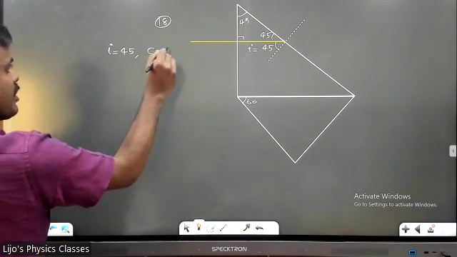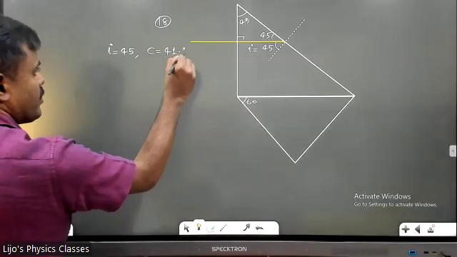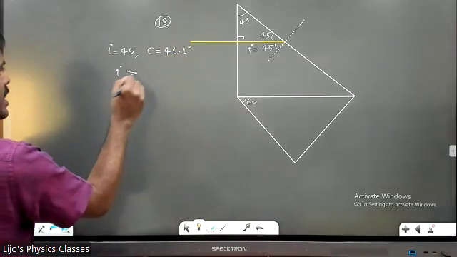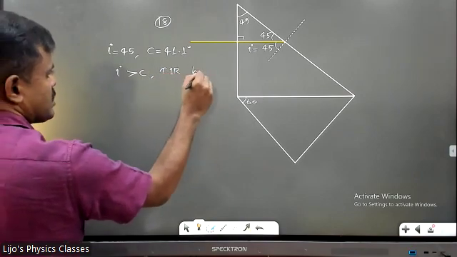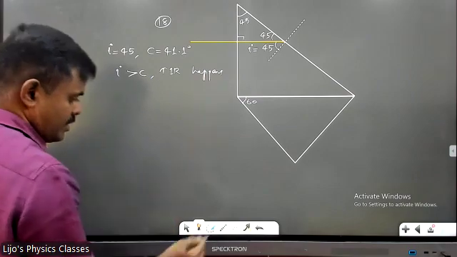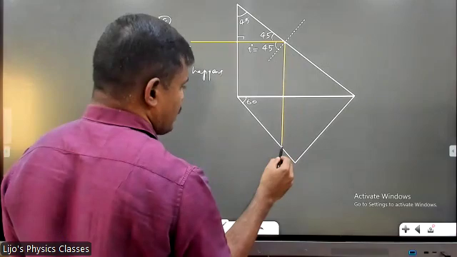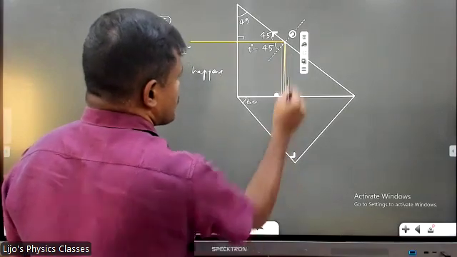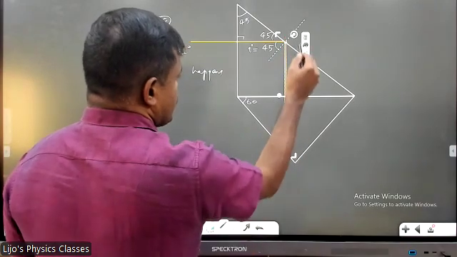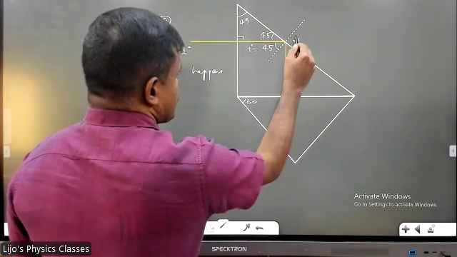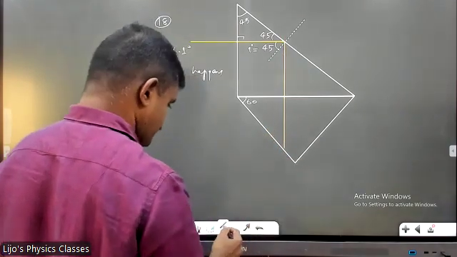Critical angle is 42 degrees. 41.1 degrees. So angle of incidence is greater than the critical angle. TIR happens, right? Draw this. So TIR would happen. The ray would come straight down and fall on this. In fact, you need to draw a very big figure, otherwise it will be complicated. So draw this. It's coming straight down to the surface.